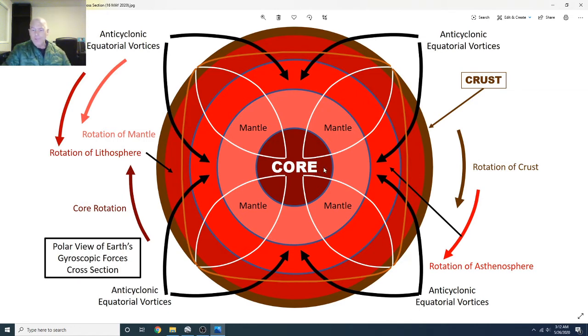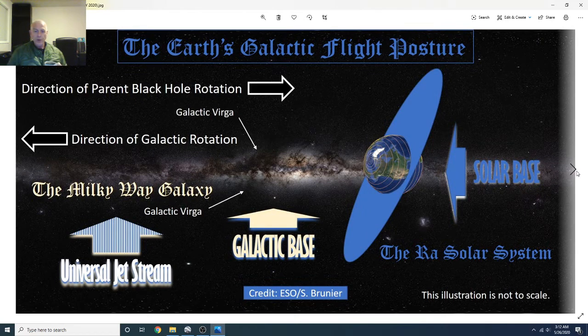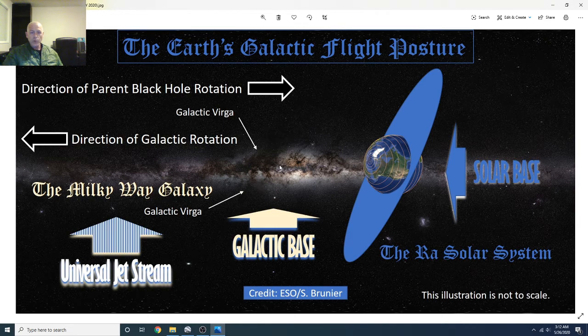Okay, now that shows that one. I think I can go ahead and look at my next one. This one gives us an idea of how our planet is flying through space in relation to the galactic core, which is here. As a little plus, I put galactic virga at the top of the galaxy and at the bottom. In our galaxy, we have virga at both the top and the bottom. Because the continents are being pushed toward the South Pole in a spiral manner, they also create virga. In this case, we would refer to them as continental virga.